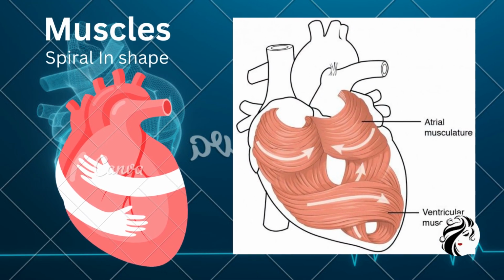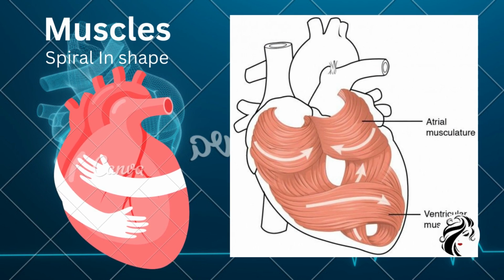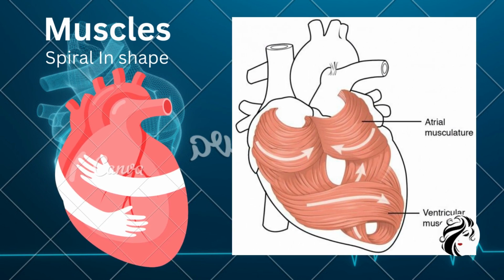Now the muscles are spiral in shape. As we discussed, the myocardium is the muscle bulk of the heart, but there is also the atrial musculature and the ventricular musculature. As you will see on the left side, you will relate it on the right side. It is basically spiral in shape, just like hugging each other. Hopefully this video and this image will be really helpful for you to remember these things.